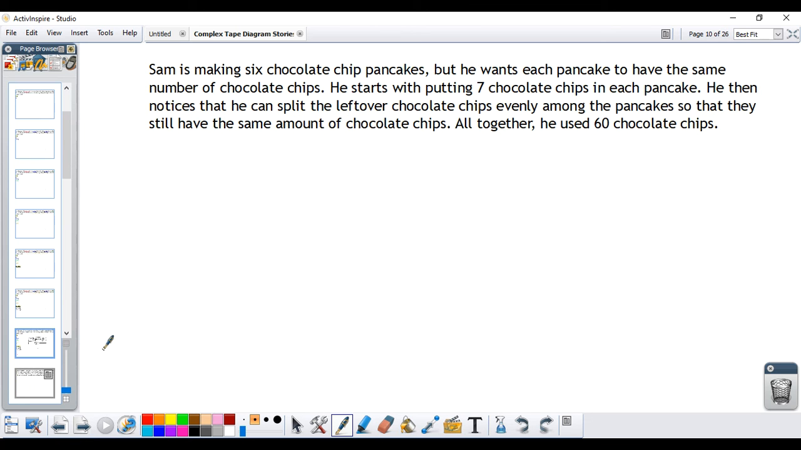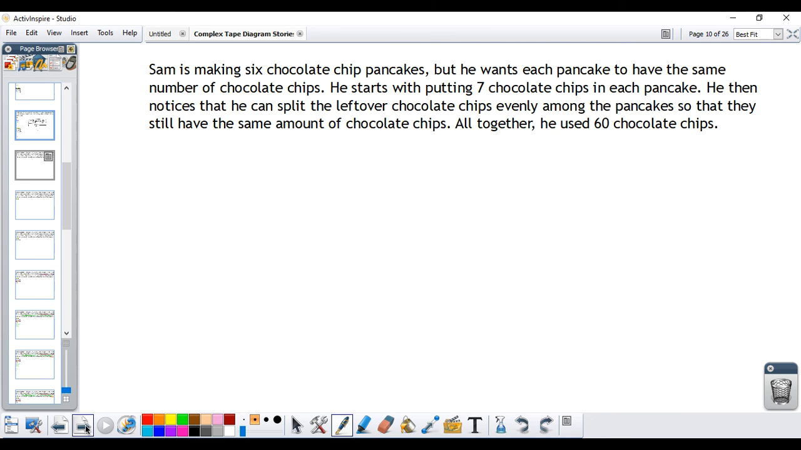Sam is making 6 chocolate chip pancakes, but he wants each pancake to have the same number of chocolate chips. He starts with putting 7 chocolate chips in each pancake. He then notices that he can split the leftover chocolate chips evenly among the pancakes so that they still have the same amount of chocolate chips. Altogether, he used 60 chocolate chips.